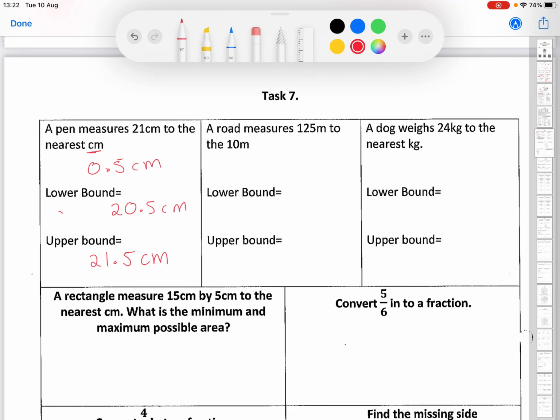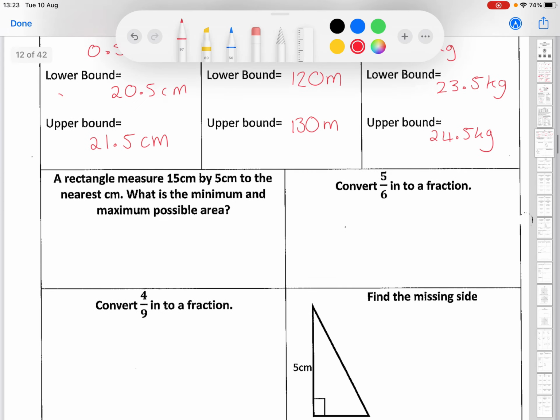Next one, a road measures 125 metres, correct to the nearest 10 metres. We're going to half that to get 5 metres. Lower bound, we subtract it, so 125 take away 5 to get 120 metres. On our upper bound, we add it on to get 130 metres. A dog weighs 24 kilograms, to the nearest kilogram. Half a kilogram is 0.5 kilograms. Lower bound, we subtract that, so 24 take away a half is 23.5 kilograms. And upper bound, we add that on, so 24.5 kilograms.